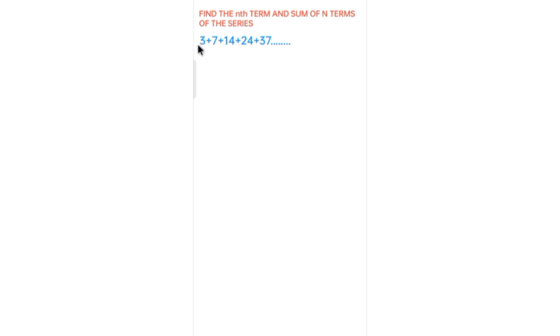So you can see the sequence here: 3, 7, 14, 24, 37. They are not in AP, not in GP, not in HP. You can just verify. So we must look at the differences now. What's the difference between these two terms? It is 4, and here we find the difference to be 7. Here we find the difference to be 10. Here we find the difference to be 13. So you can find that it is an AP basically. It is an AP with the common difference D, where D is equal to 3. So 4, 7, 10, 13.